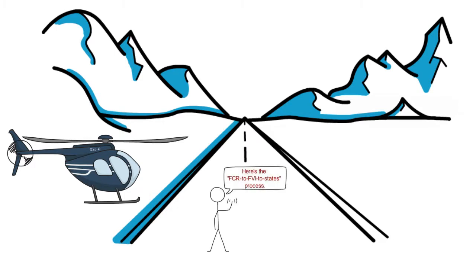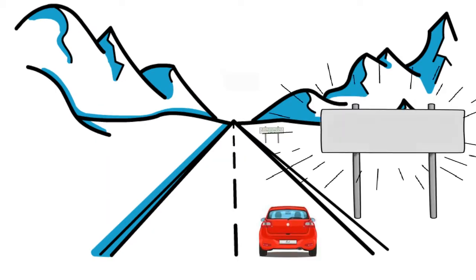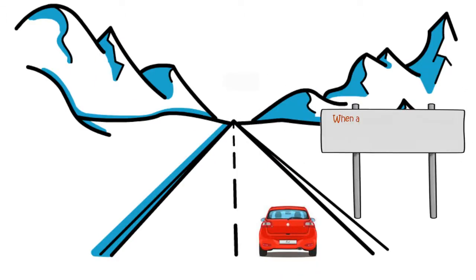Here's the FCR to FVI to the states process. It begins with the FCR, which sends an FVI to all states to inform them that a person on the case is a victim. Once an FVI is issued, the FCR stops proactive matching for the person and no longer provides any information to the states except the person's social security number and the FVI. When an FVI exists, use extreme caution when discussing the details of the case.